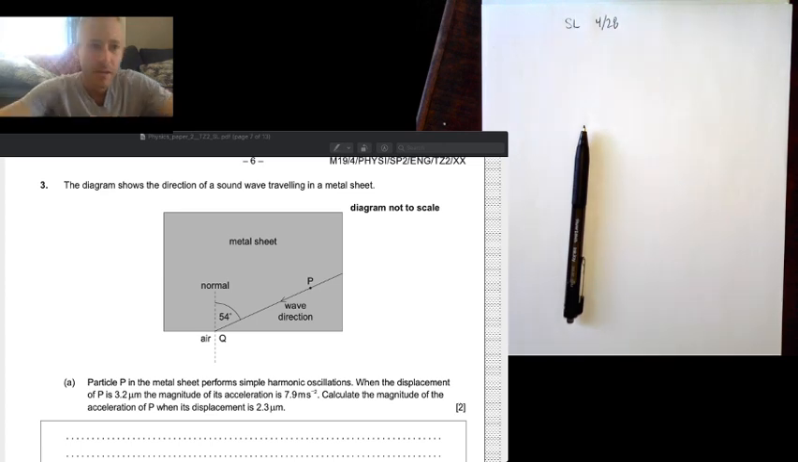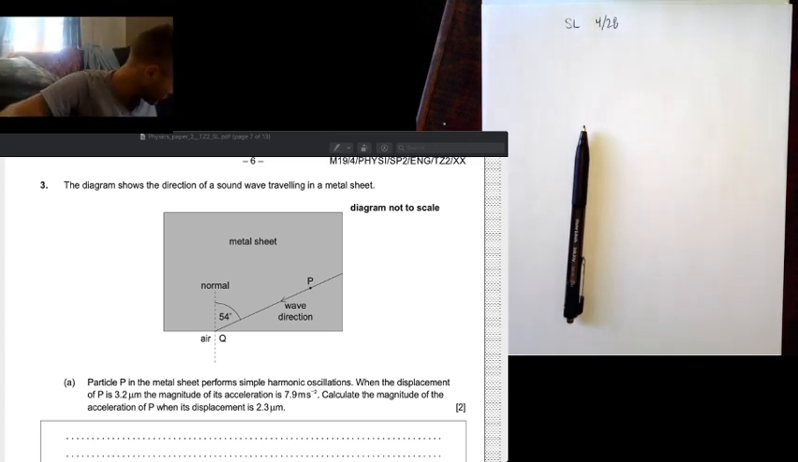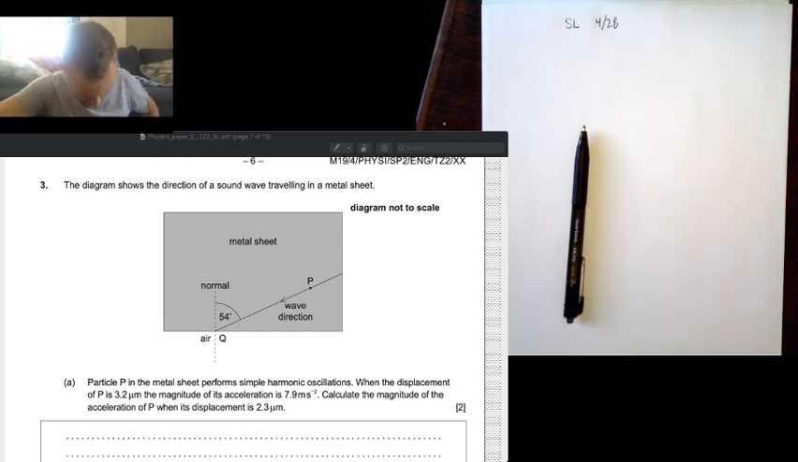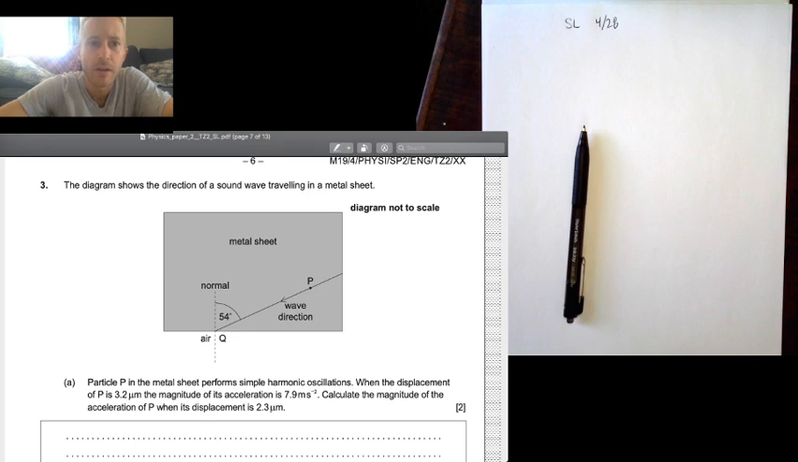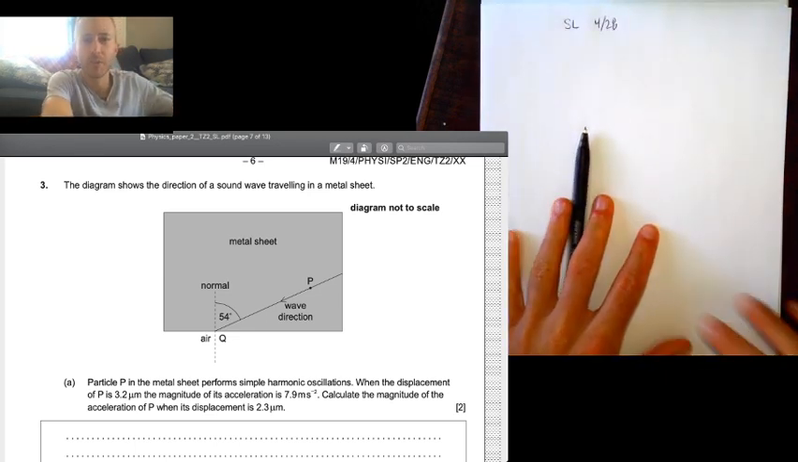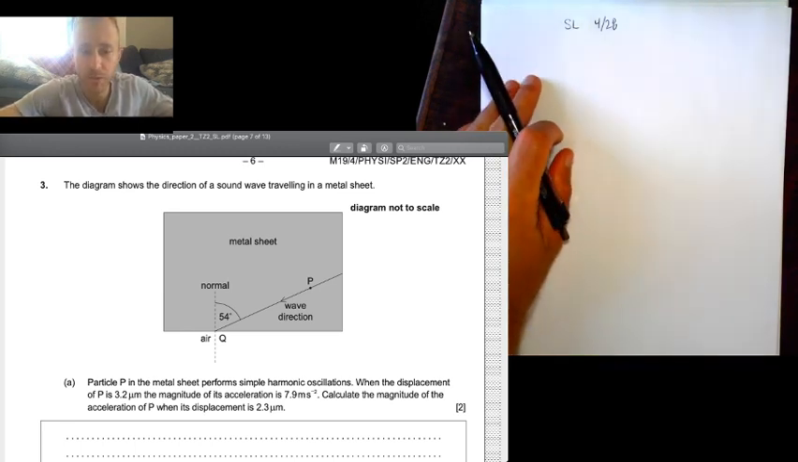Okay. So I've got another Paper 2 for you. I'm going to do, I believe it's 3, of the problems today, and then you guys are going to do 2 problems. So let's get started. The first problem that I wanted to do is number 3.